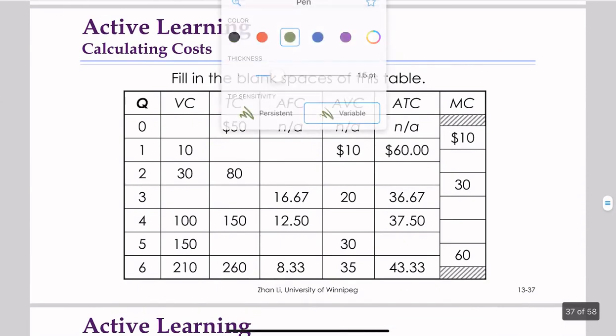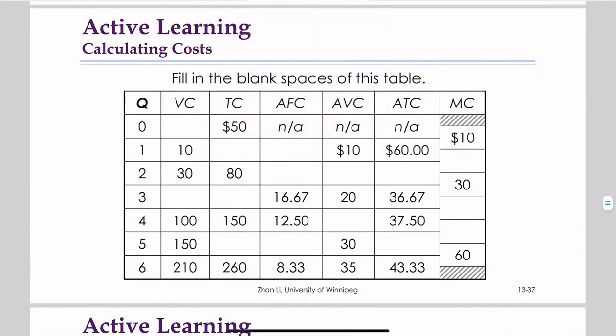Okay, we have another exercise. This exercise asks you to fill in numbers, right? So what kind of numbers do you want to use here? And then you can see that for the column headers, you have quantity, variable cost, total cost, average fixed cost, average variable cost, average total cost, and marginal cost.